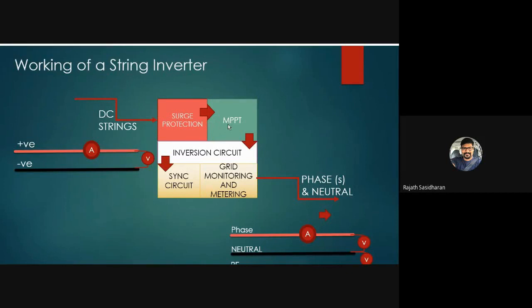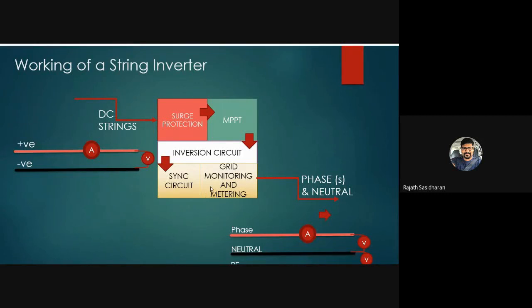Then you will find MPPT trackers. Yes, it's very, very important, because MPPT is a device that always keeps a look at the voltage and current, and it tries to draw the best possible energy out of the system. Then the inversion circuit. It's the same inversion circuit that you studied back in college. It just converts the DC into AC, and it tries to make the AC into perfect sinusoidal waves. There are harmonic corrections done.